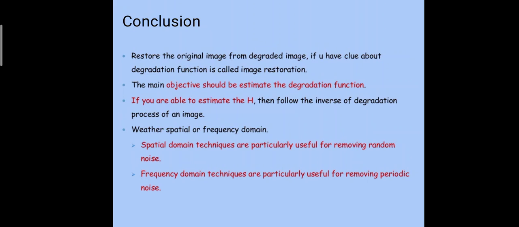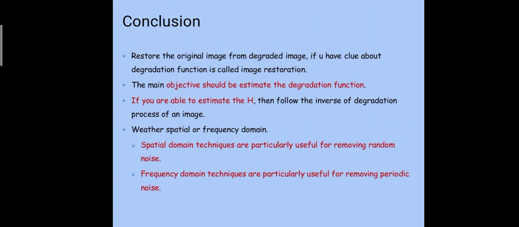So the conclusion for this technique or application we have discussed here is that to restore the original image from a degraded image, if you have a clue about the degradation function, it's called image restoration. If you have a clue how the image got degraded, then you will be able to restore the image. If you know what kind of noise is inside the image, then you are easily able to restore it. Otherwise you have to pass this image through every filter, see the output, and choose the better one. That's the normal process.